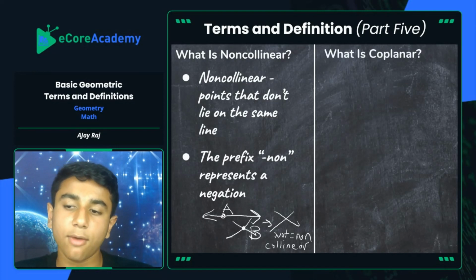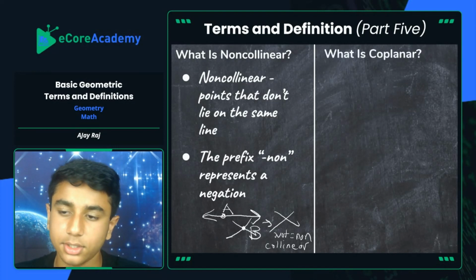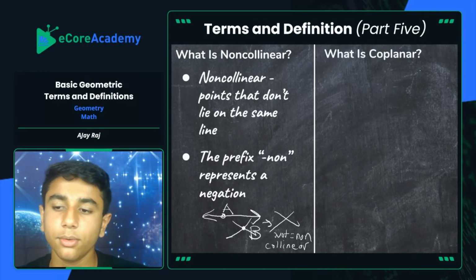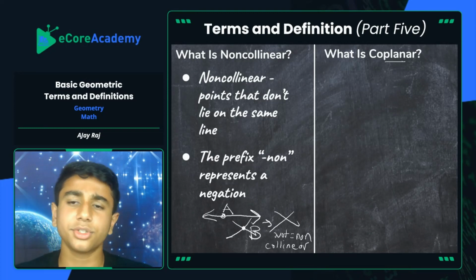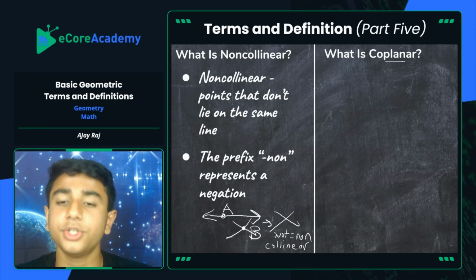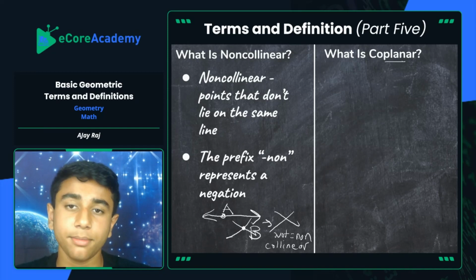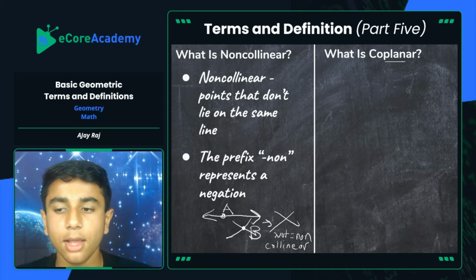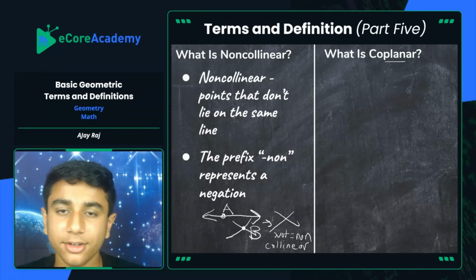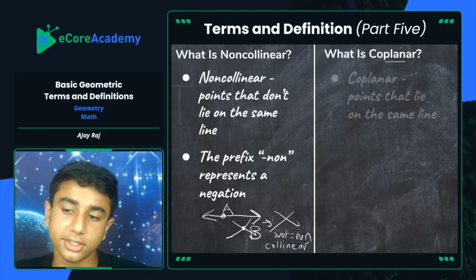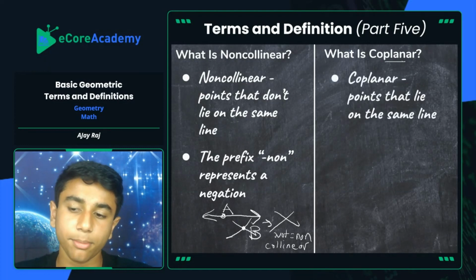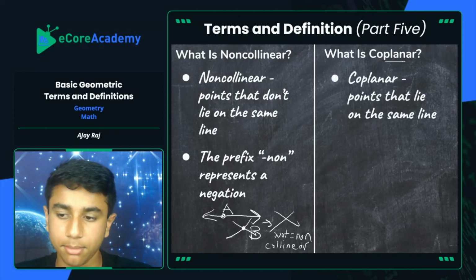And finally, we have what is coplanar. So as you can see here, collinear used a line to describe a relationship between 2 points if they existed on the same line. But coplanar uses a plane to describe whether or not 2 points exist on the same plane. So it's basically coplanar points are points that lie on the same plane.